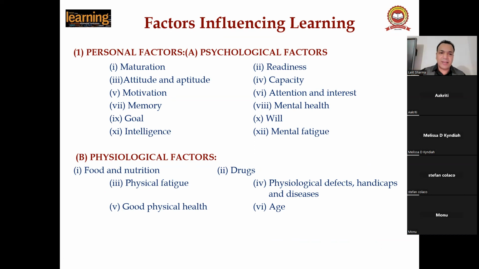So there are psychological factors, there are physiological factors. What are the psychological factors? Maturation, attitude and aptitude, motivation, memory, goal, intelligence, readiness, capacity, attention, mental health, will, mental fatigue. Right? First, you see, A point, psychological factors, 12 factors are written. So guys, you should know all these factors affect the learning, right?